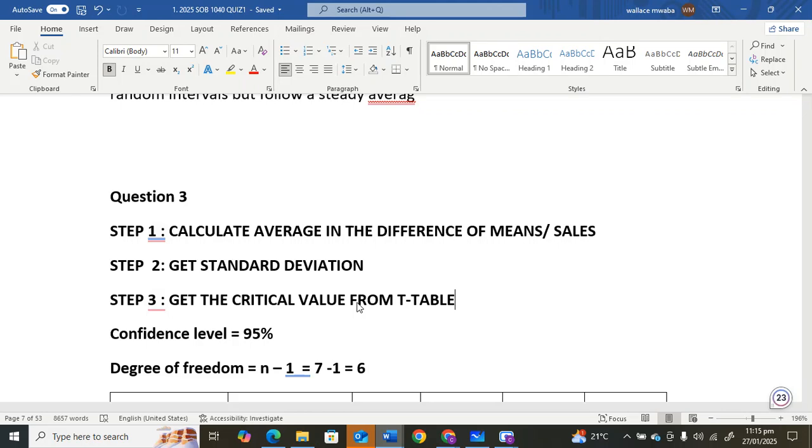N represents the number of things being observed or studied or researched. Remember, we're dealing with seven products for this company. And also in the questions, they'll mention the N. They'll tell you the total number of what is being studied or observed.